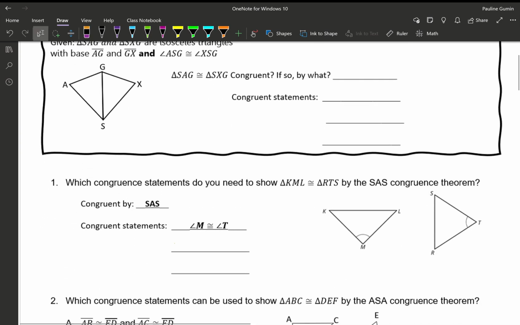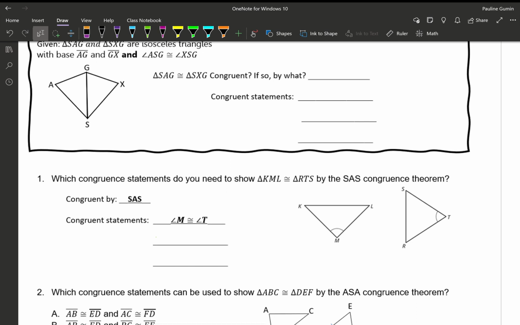Let's get started. Alright, so number one, what we're trying to do here is make these triangles congruent by SAS. One thing that we're already given is that angle M and angle T are congruent, which means we have the angle of SAS. When we have SAS, we want to make sure it's a side angle side sandwich. So what we can do is make this side congruent to this side and this side congruent to that side. And there we have SAS. Let's write it down. We have ST congruent to ML, and we have RT congruent to KM.